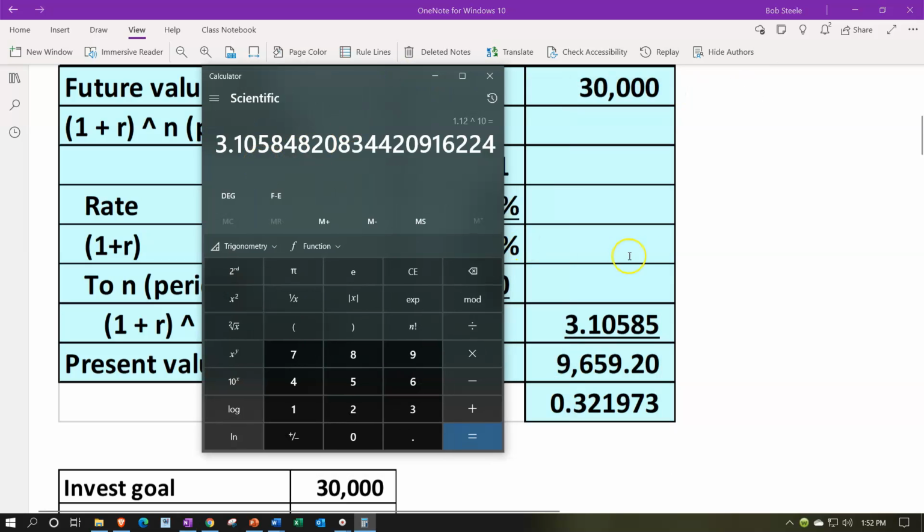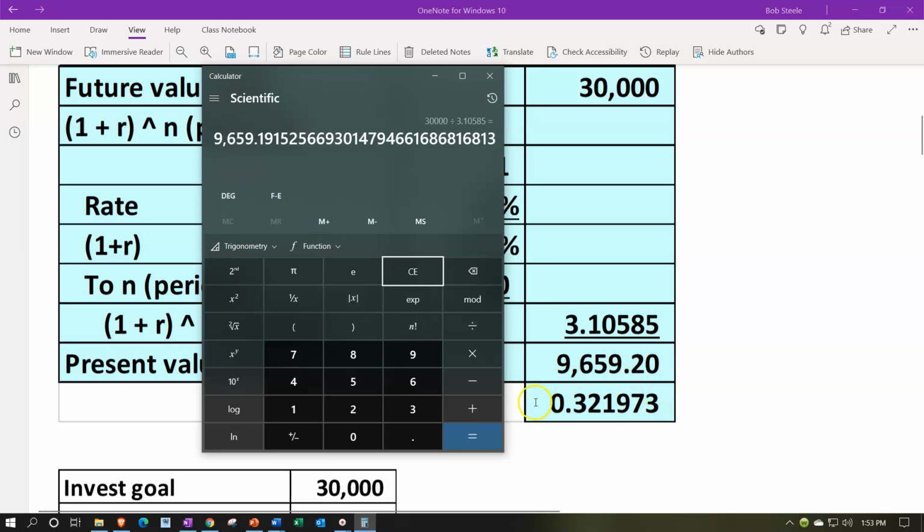And then we're going to take that amount and divide this out. So if I divide this out, let's go ahead and clear this. We got the 30,000 divided by about 3.10585. Rounding is in effect. We've got the 9659.19. Is going to be what we have here, about.